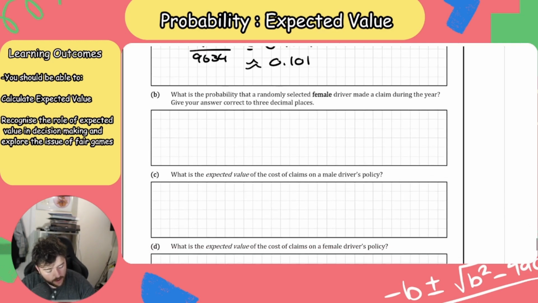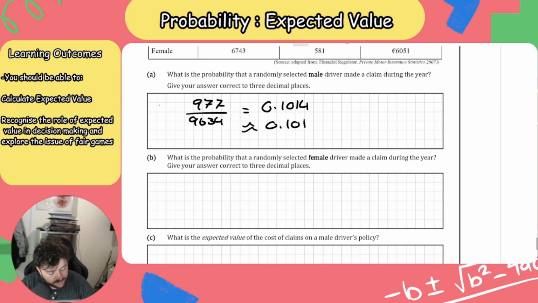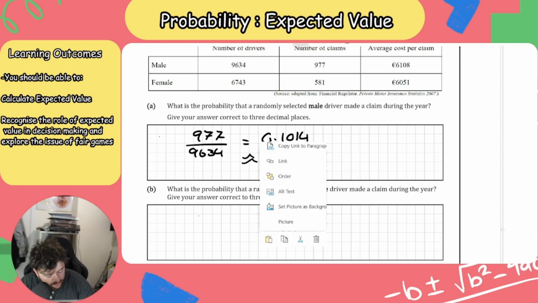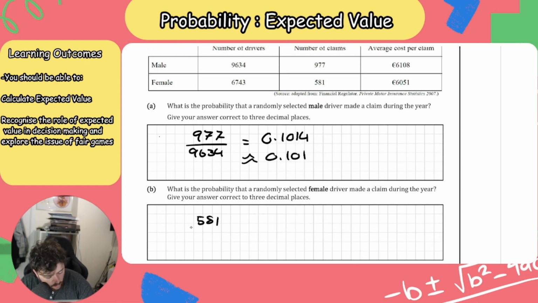What's the probability that a randomly selected female driver made a claim during the year? So it's going to be 581 over 6743, which is 0.086.